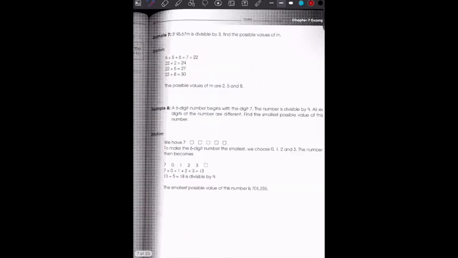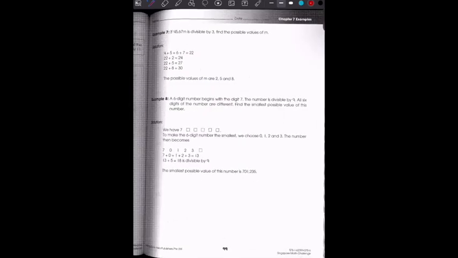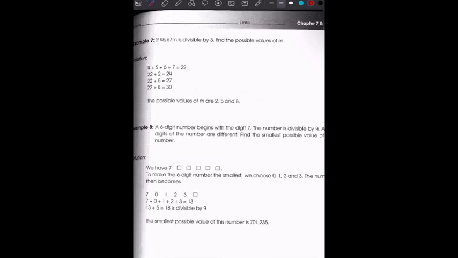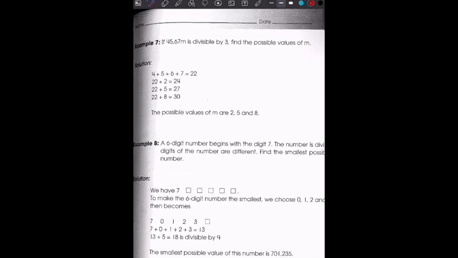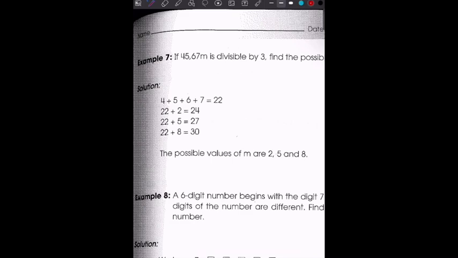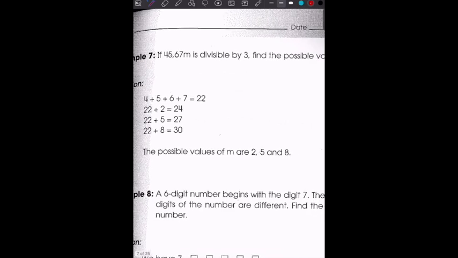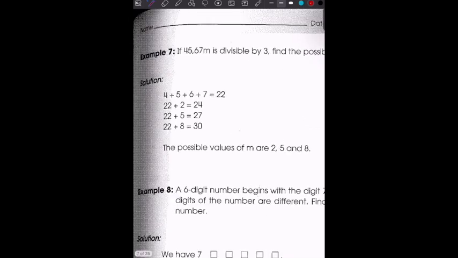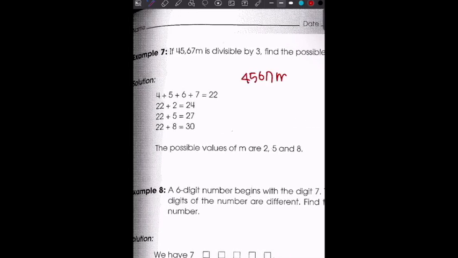Now we're going to look at some example problems. And so example 7 says, if 45,67m is divisible by 3, find the possible values of m. So the number is 4567m. So we're looking for what possible numbers m could be.